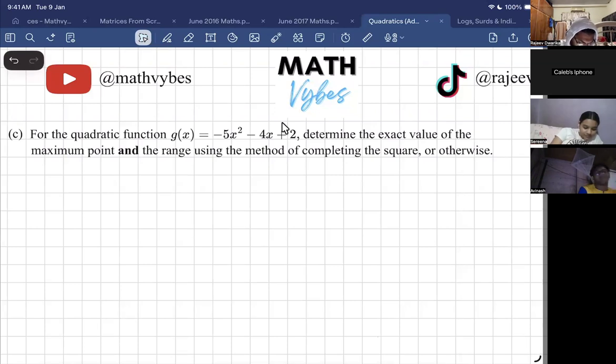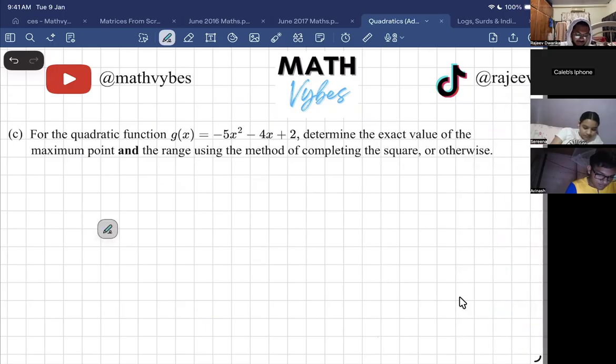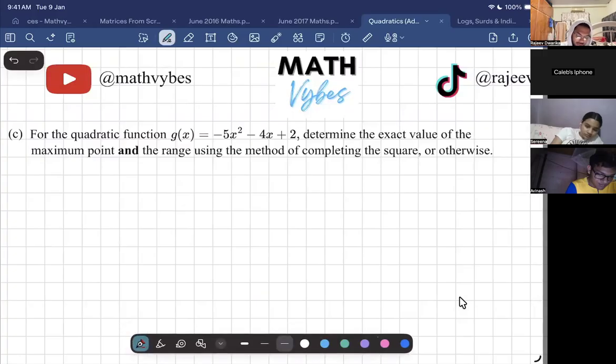For the quadratic function g(x) = -5x² - 4x + 2, determine the exact value of the maximum point and the range using the method of completing the square or otherwise. You see that 'or otherwise' part? That makes me really happy when I see that. I love this. But they expect you to solve it using the completing the square method, right?